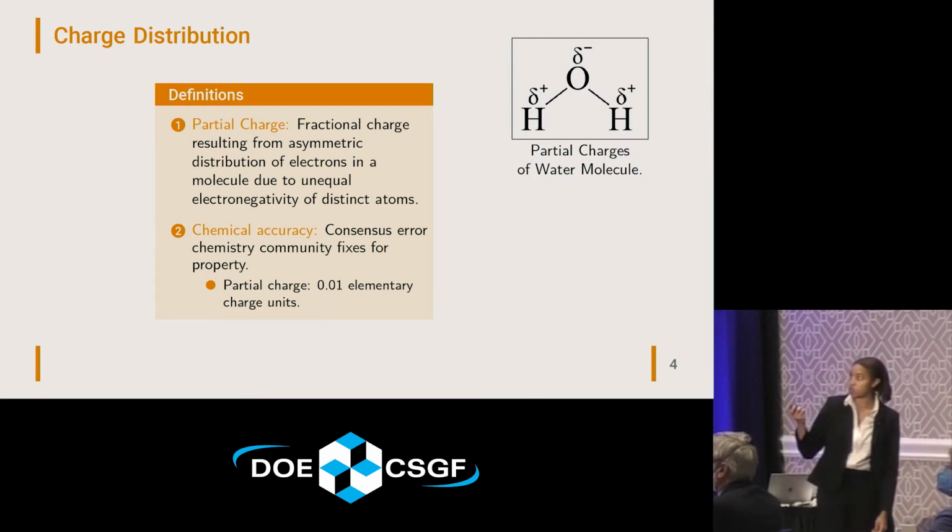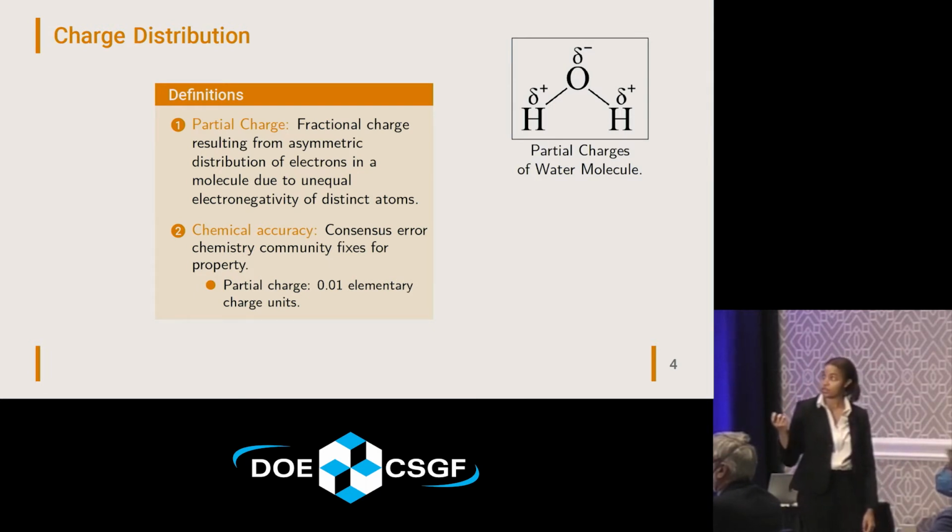So just to define partial charge a bit, it's a fractional charge resulting from an asymmetric distribution of electrons in a molecule due to unequal electronegativity. If you look at the right, here's a water molecule, and the oxygen is more negatively charged, as you see, because the electronegativity is much higher, so it tends to hoard electrons.